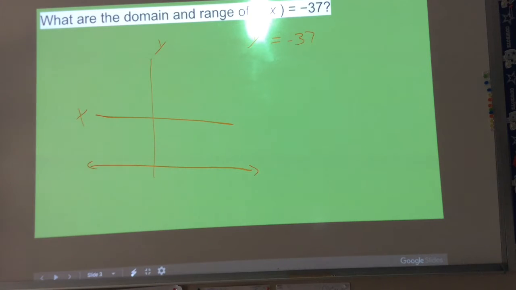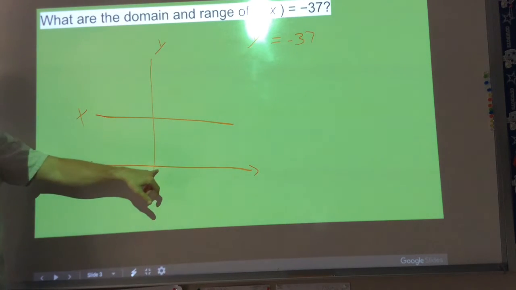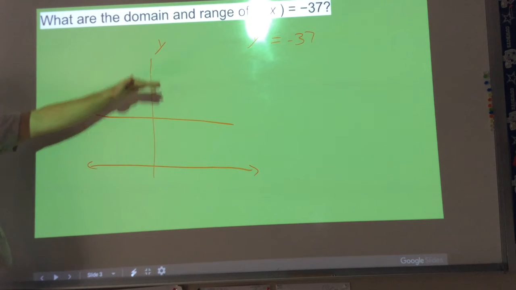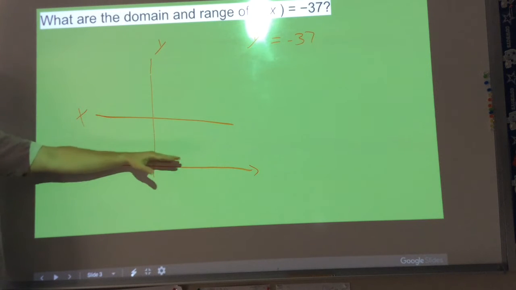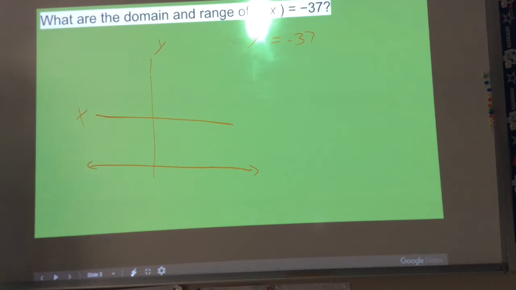Colin, what do you think? Negative 37. Do you have any other change from your y value? It's just negative 37. There's no point up here. There's no point here. There's no point below this. It just has to be y equals negative 37. Good? Okay. Next question.